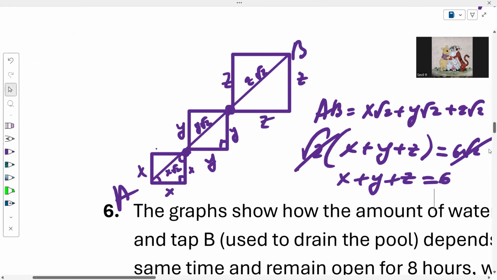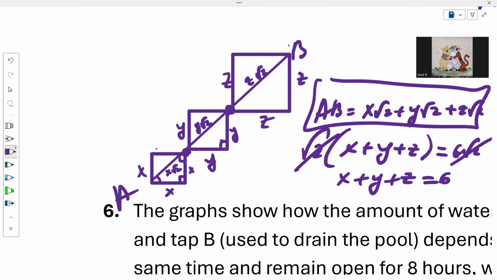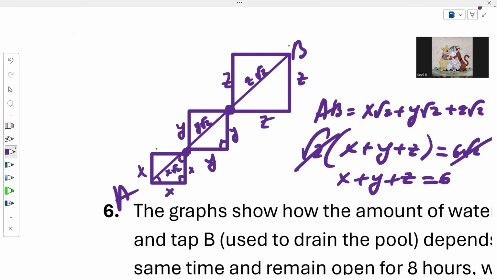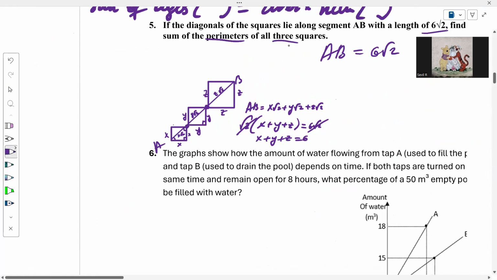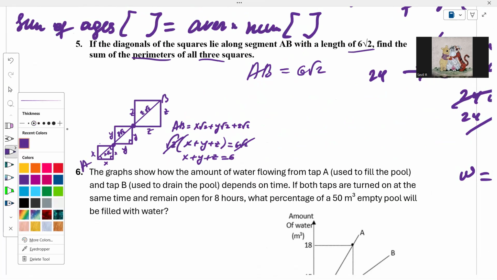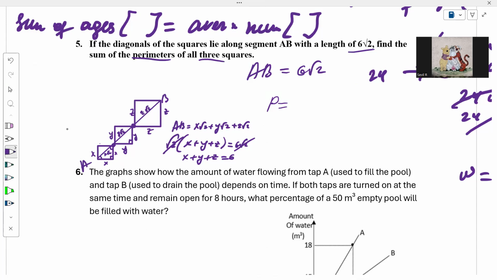Guys, up to this, if you write this here, you will get 1 mark for that. The second is this part, 2 marks. And if you figure out the correct answer, you will get your full mark. So guys, what do you think? What will be the answer? If we are looking for the perimeter, just interpret it as 4x plus 4y plus 4z equals 4 times x plus y plus z. And we already know x plus y plus z is 6, and our answer will be 24.